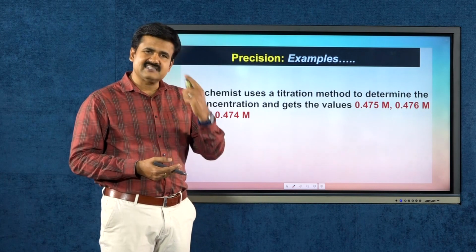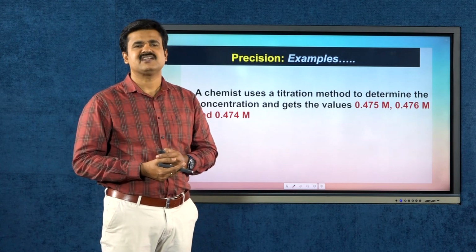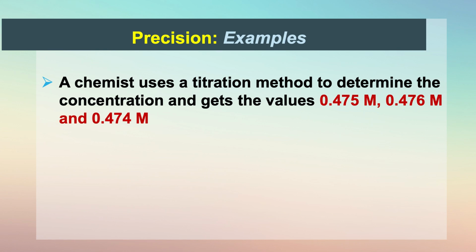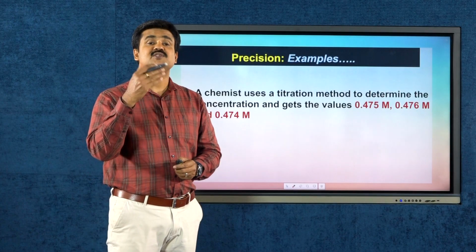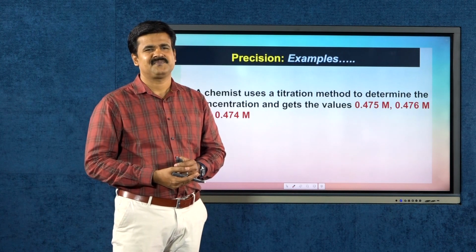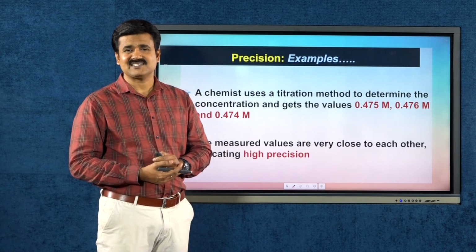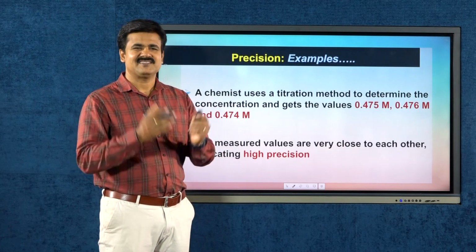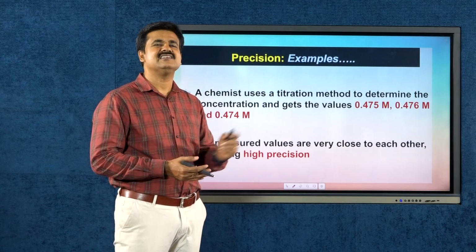Now, another example depicting precision is a chemist using a titration method to determine the concentration, and the chemist got these 3 values. The first value is 0.475 molar, the second one 0.476 molar, and the final value is 0.474 molar. What is your justification about the precision of this experiment? It is clear that the measured values are very close to each other. That indicates high precision in this analysis.